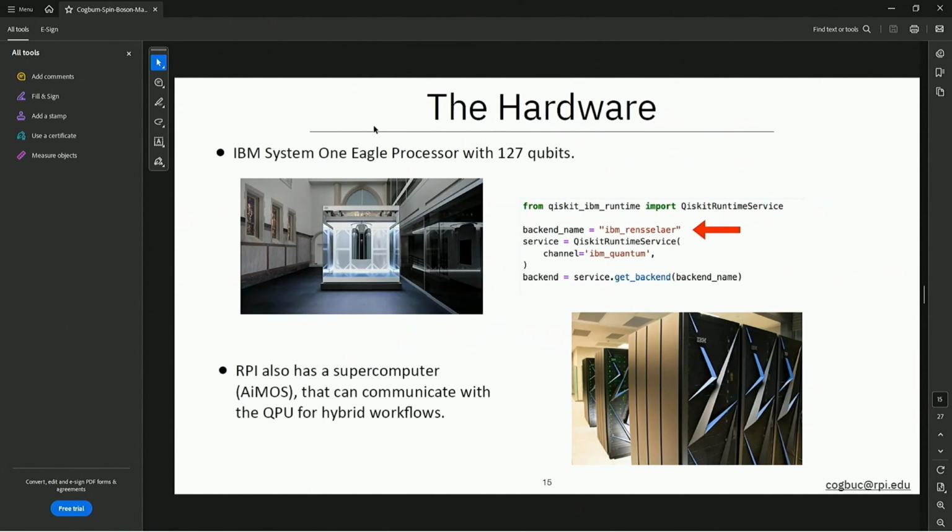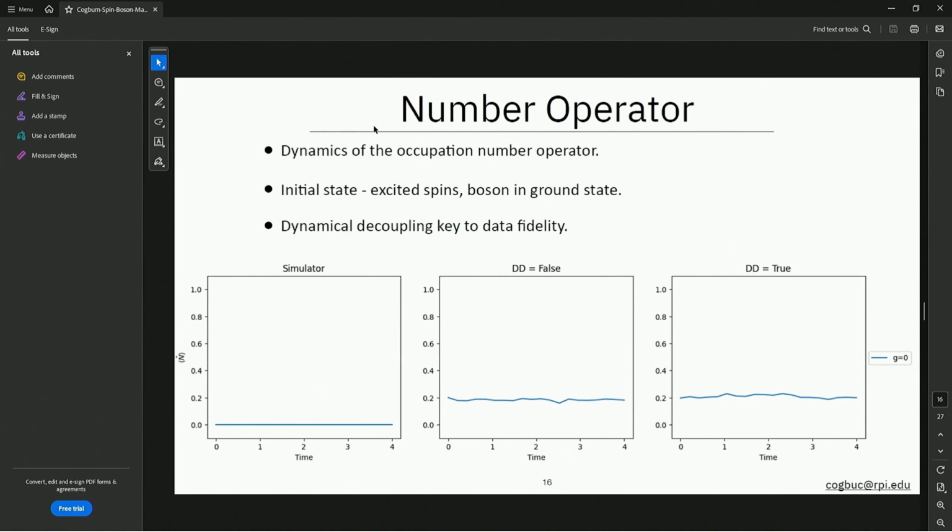So what's the hardware that actually does this? We're very lucky at RPI. We have an IBM System 1 Eagle processor right on our campus. It's actually in the chapel. That's how we generate our quantum samples here. For potentially the post-processing step, we also have an IBM supercomputer that we have also set up, not for this project at least yet, to be able to work in a hybrid workflow with the QPU. So that's another reason we're pursuing this SQD algorithm.